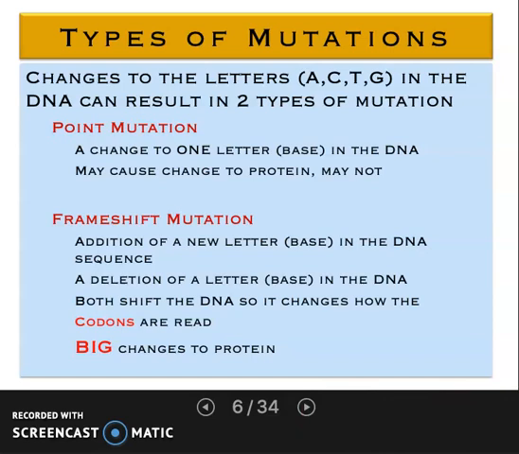Well, there's a couple different types of mutations. Point mutations and frame shift mutations. In a point mutation, you simply change a letter in the DNA from maybe an A to a T or to a G or a C.